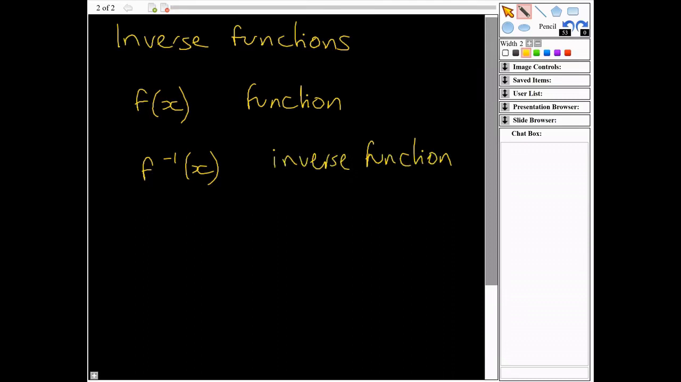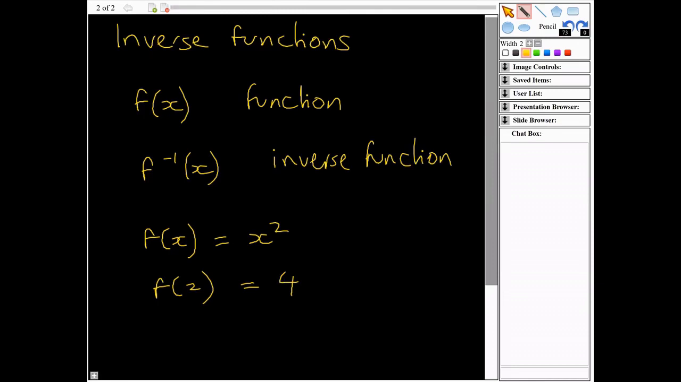Now, in order for a function to have an inverse, it needs to be a one-to-one function. If it's not a one-to-one function, then you wouldn't be able to have an inverse function. So let me give you an example. If I had f of x is equal to x squared, and I do f of 2, that would clearly give me 4. Now, to have an inverse, I would need to take the 4 and get back to 2 again.